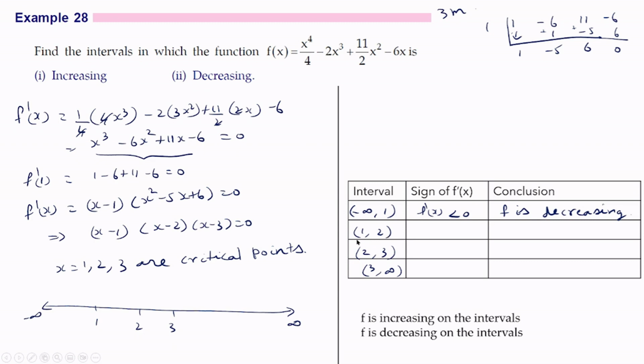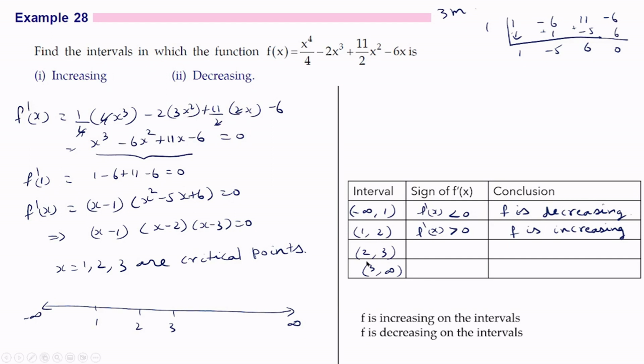Next, moving on to the next interval 1 comma 2. Now let us substitute any point in this interval 1 comma 2 and check. Say let us substitute 1.5. So here if we substitute 1.5, this will be positive. Then here 1.5 minus 2, this is negative. 1.5 minus 3, this is negative. So negative into negative is positive. So f dash of x is more than 0. Therefore, f is increasing on this interval.